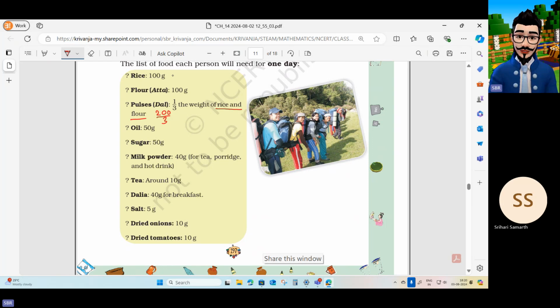For 6 days, how many grams of rice is required? For 6 days, 600 grams. Why are you taking so long? 600 grams. Flour? 600 grams. Pulses? Just now we solved it. 200 divided by 3 into 6 days. So 1s are 2s, right? 2 into 200 is how much? 400. Where is your brain?